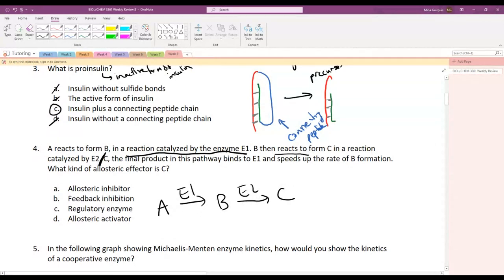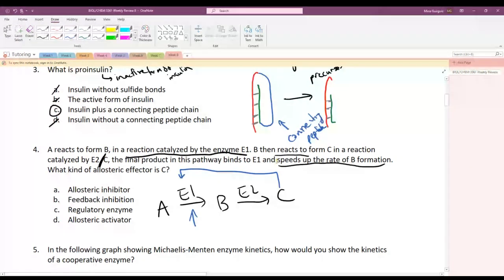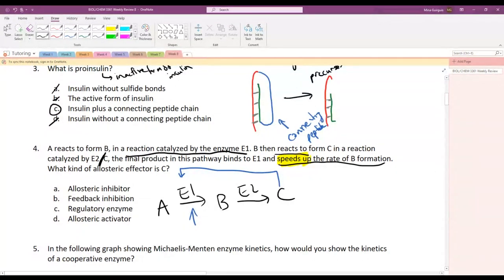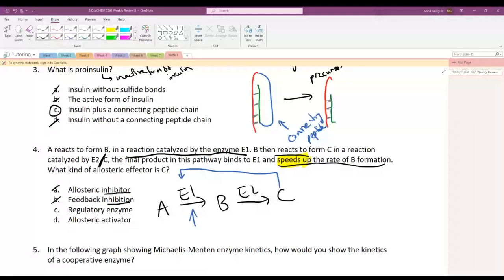Okay. C, the final product in this pathway, binds to E1. So I'm almost going to think of it like C goes back this way and binds here. And when it does, it speeds up the rate of B formation. Okay. So what type of effector is C? So the fact that it's speeding up B formation, speeding something up tells me it's not going to be an inhibitor. So all these choices that have inhibition in them are wrong. Okay.